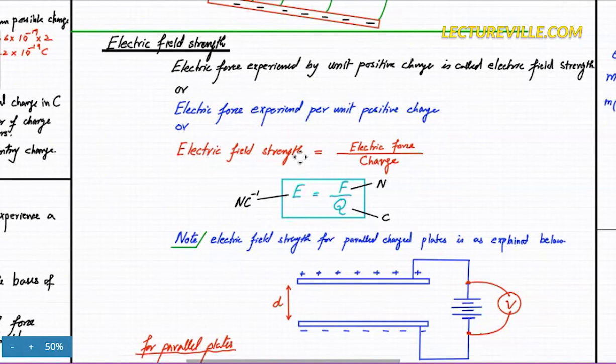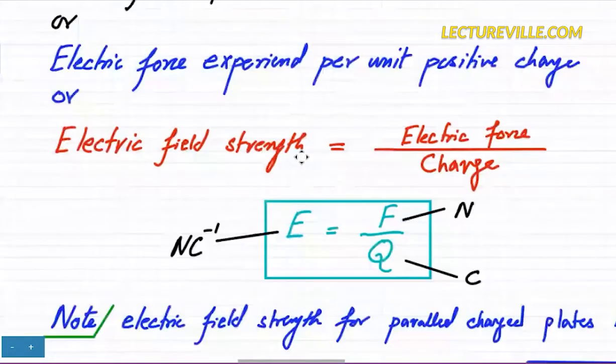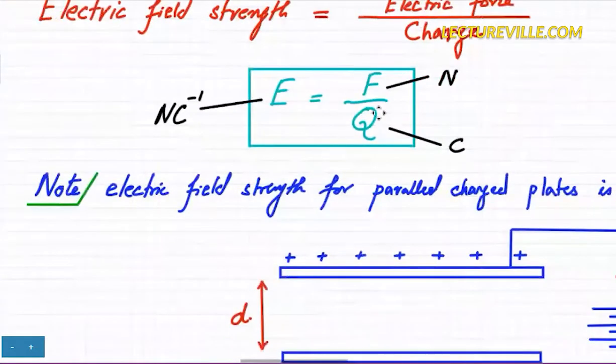So electric field strength is electric force acting on unit charge. If somebody asks you to define electric field strength, this is the definition. Electric field strength equals to electric force divided by charge. And the formula is E equals to F over Q.